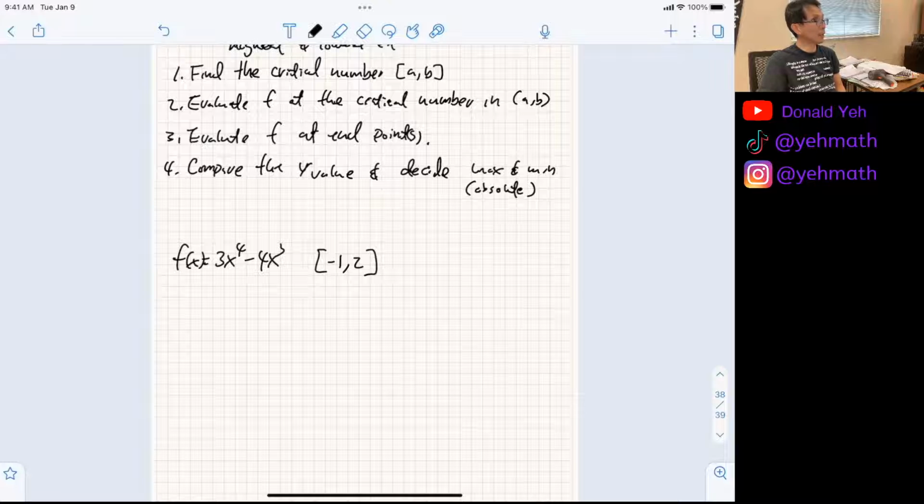How do I find the absolute maximum value and absolute minimum value within an interval? Follow these four steps, but it's very intuitive. You're finding critical numbers because you want to see where the relative extrema are. Then you evaluate those because you want to see how high and how low they are. But then you say, what if the endpoint's higher? Then you plug in the endpoints to evaluate, see which one's higher, which one's lower, and then you compare.